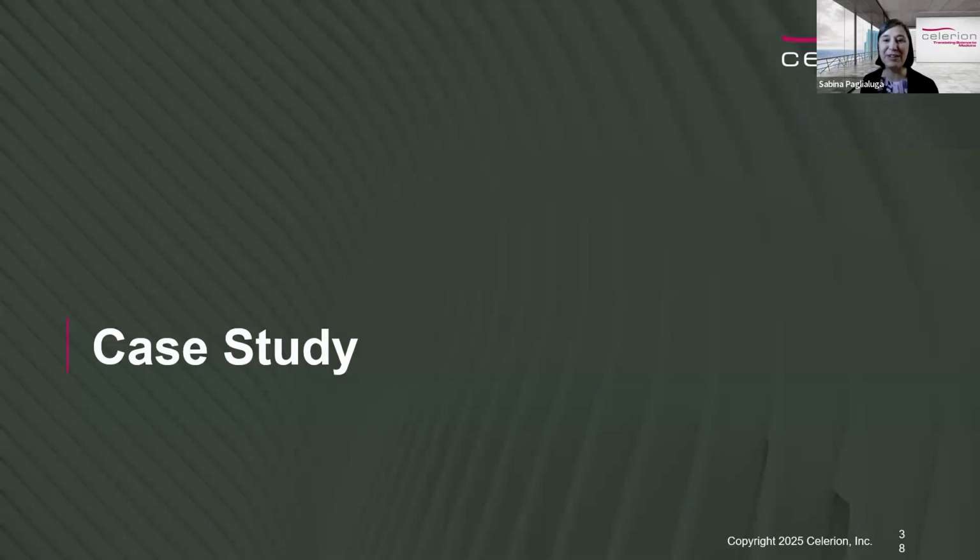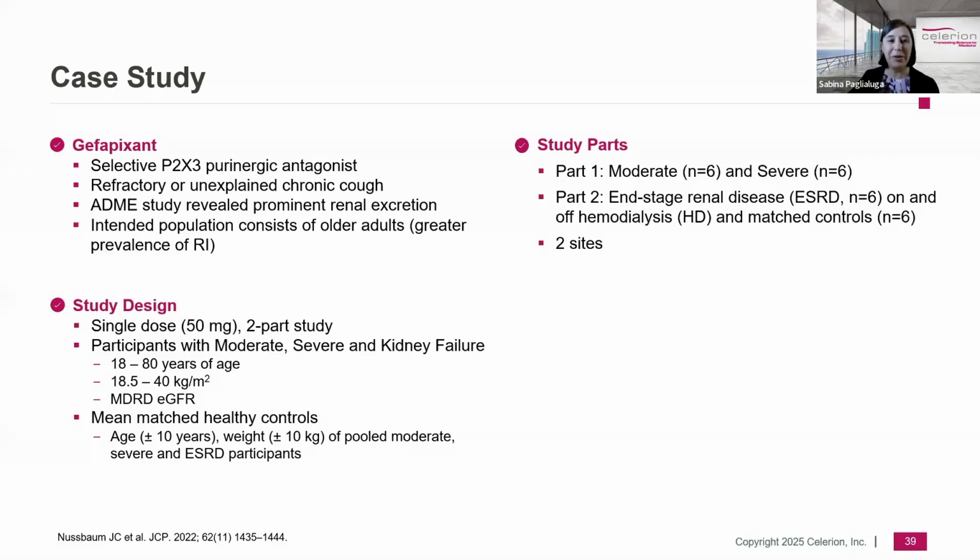Now, before we conclude, I'd like to review a case study example. This is an older example, but I like it because it highlights several of the design elements and considerations that we had discussed today. So this was a study with gefapixant, which is a drug being developed for chronic cough. The ADME results did indicate that it was mainly eliminated by the kidneys. And then considering the intended population, chronic cough is quite prevalent in older adults. So a full type study was recommended.